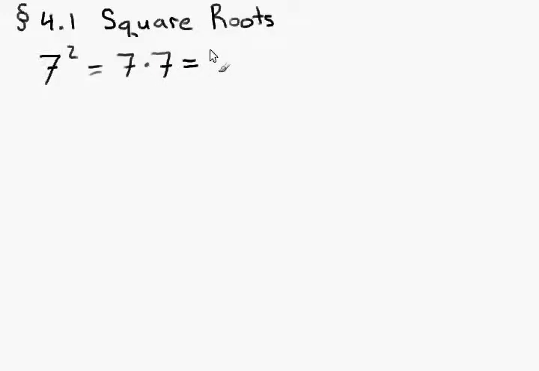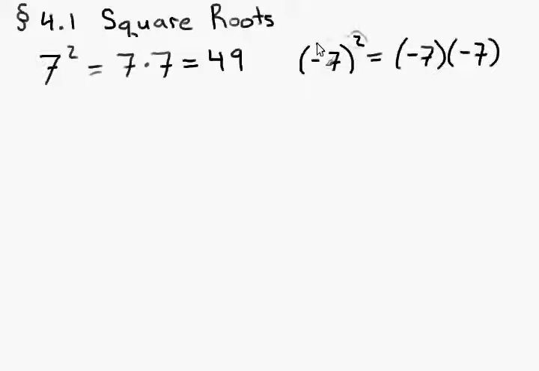And the result is 49. Now, let's also take -7 and square it. And notice how I have parentheses and then the square, and that's outside the parentheses. It's very important. Otherwise, the negative sign wouldn't be being operated on by the squared.